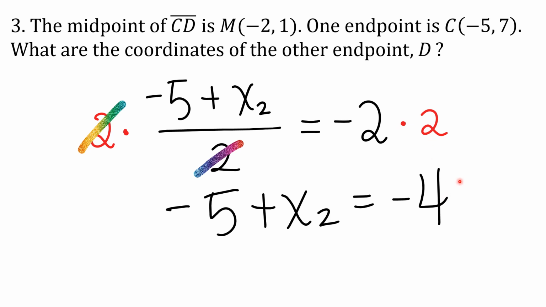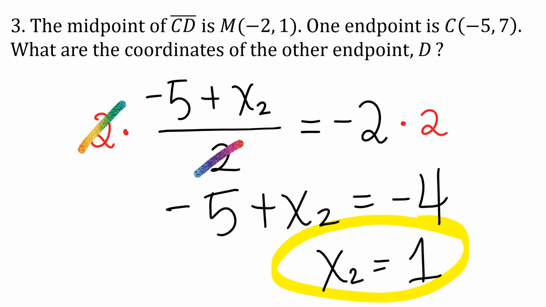All right, great. Now this is something we can easily solve. We just need to move this negative 5 over and get x2 by itself, so we're going to add 5 to both sides. If you add 5 to both sides, negative 4 plus 5 is positive 1. Great, so we've got the x-coordinate of our endpoint.